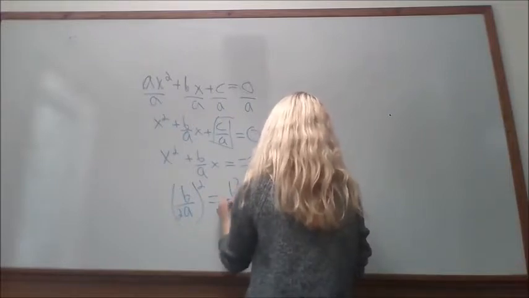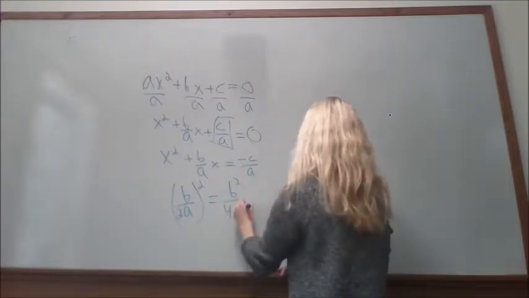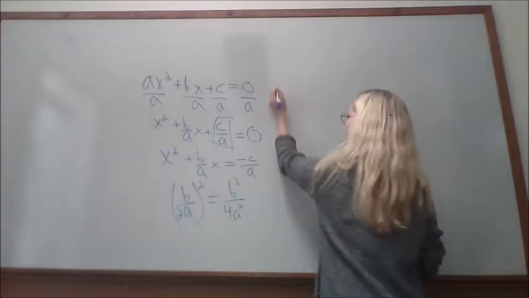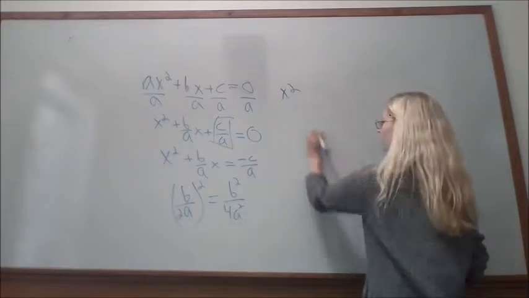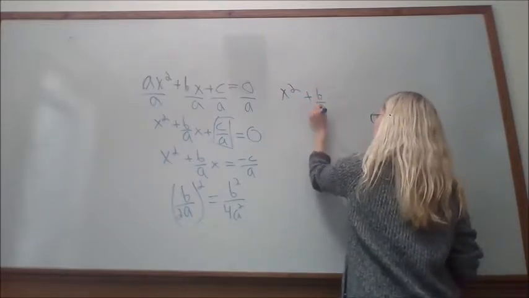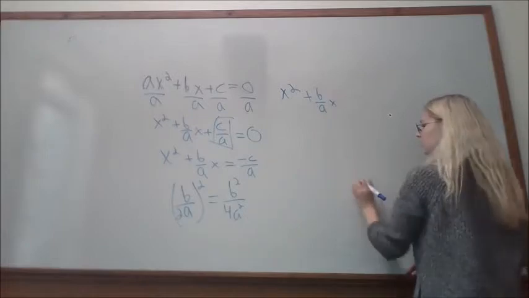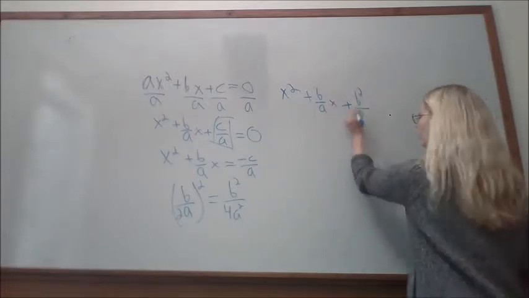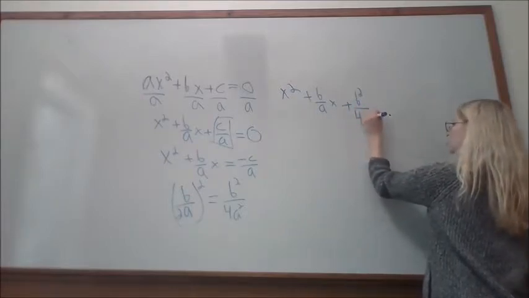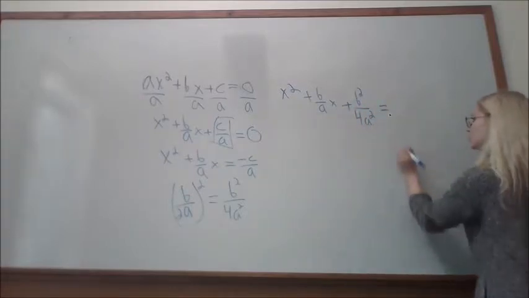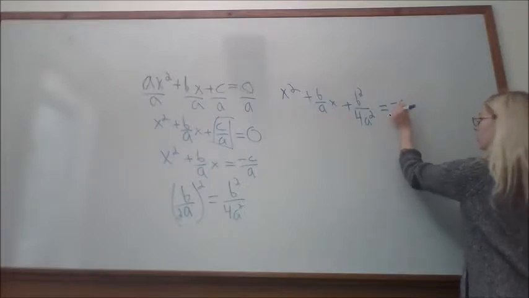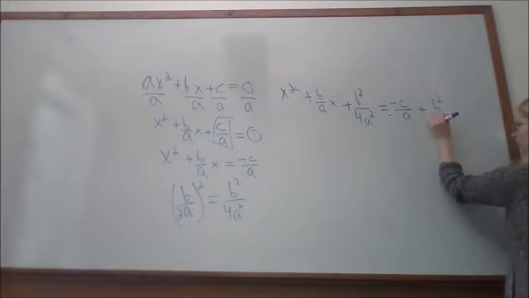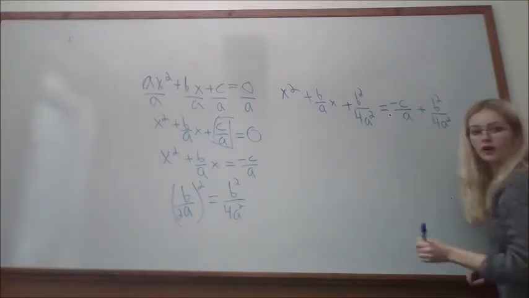So b squared over 4a squared. So this is what we need to add to both sides to complete the square. So x squared plus b over a x plus b squared over 4a squared equals negative c over a plus b squared over 4a squared.